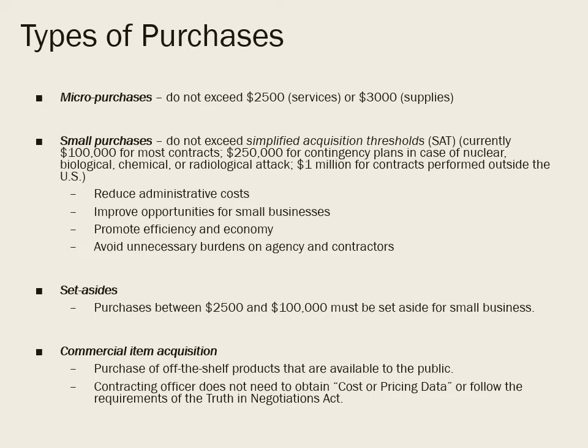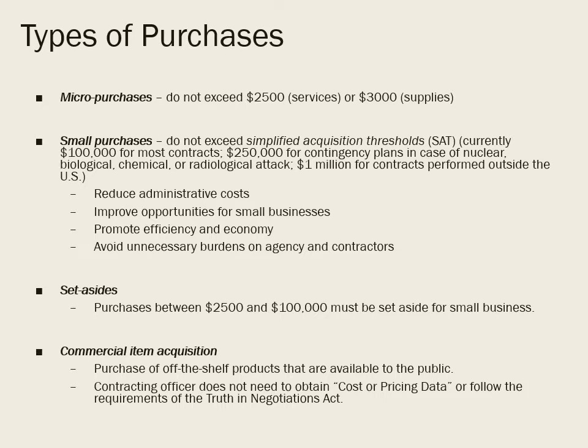Purchases that the government makes between the micro purchase threshold and the simplified acquisition threshold are supposed to be made to small businesses. These are small business set-asides where the government tries to award contracts to small businesses, women-owned businesses, minority-owned businesses, veteran-owned businesses, disabled veteran-owned businesses, and so forth.